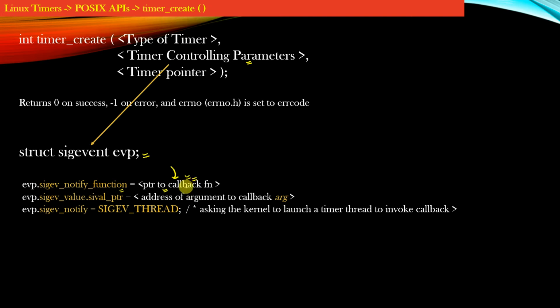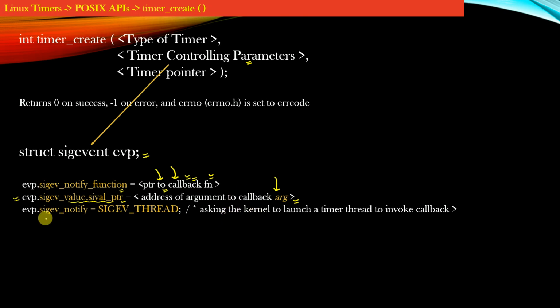And when this function is going to be invoked, then it also makes sense to pass some argument to this function. That argument is specified by the second parameter of this data structure, that is sigev_value.sival_ptr, right? And this member points to the address of the chunk of memory which will be passed as an argument to this timer callback function, right? So it is the application's responsibility to allocate memory and put any relevant data in that memory and initialize this particular member of this sigevent data structure with that memory address, right?